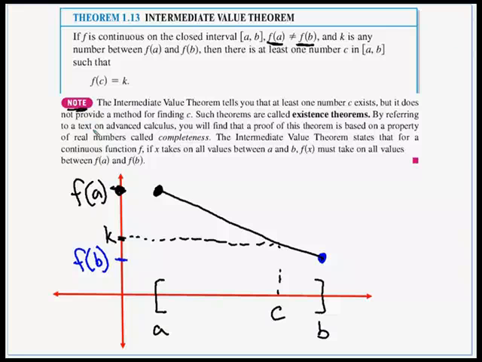And now let's make a note here. The intermediate value theorem, the IVT, tells you that at least one number c exists, but it does not provide a method to find that exact number. Such theorems are called existence theorems. By referring to a text on advanced calculus, you'll find a proof of this theorem that is based on the properties of real numbers called completeness. The IVT states that for a continuous function f, if x takes on all the values between a and b, f of x must take on all the values between f of a and f of b.